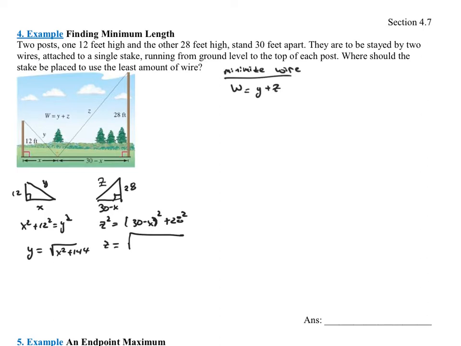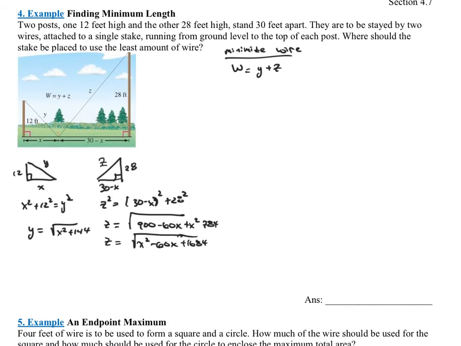Well, 30 times 30 is 900. So this would be 900 minus 30x minus 30x, minus 60x. And then it would be minus x times minus x, so that's plus x squared. And then you have 28 squared, which is 784. So here we'd have z equals the square root of x squared minus 60x, and then you have 900 plus 784, which is 1684.